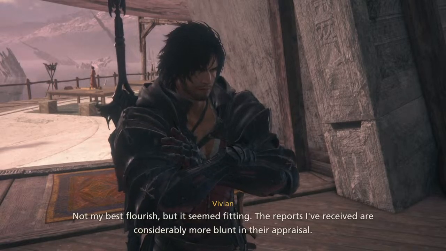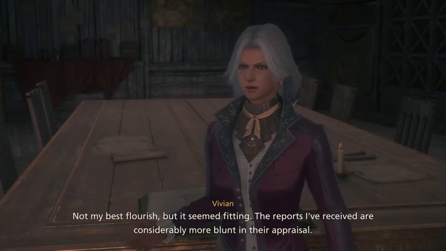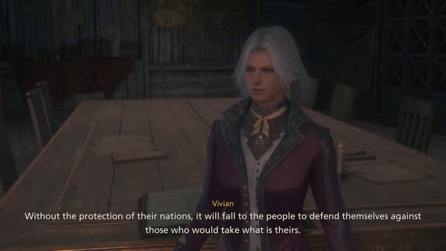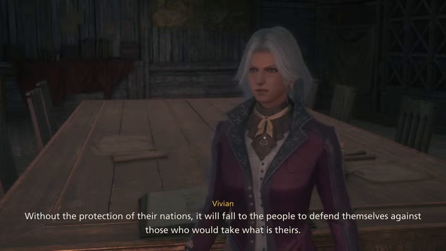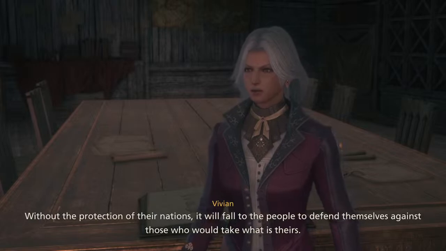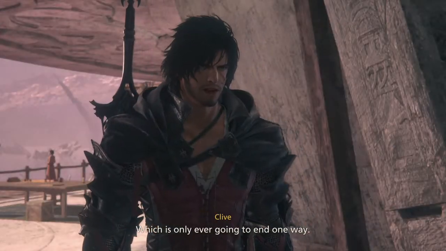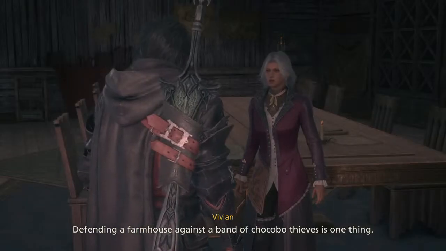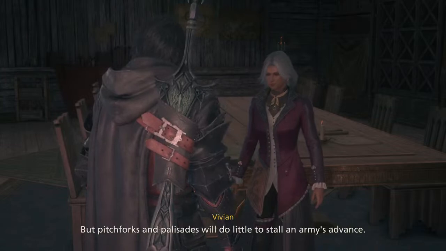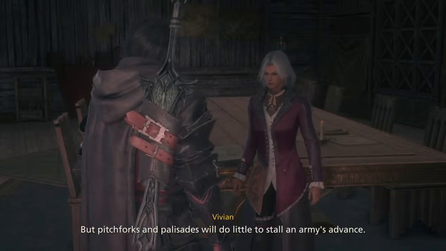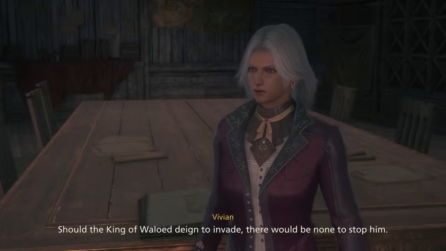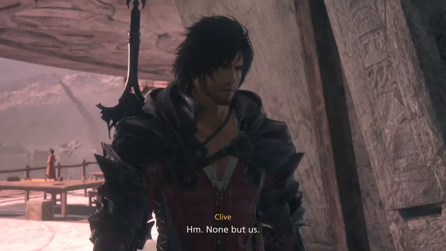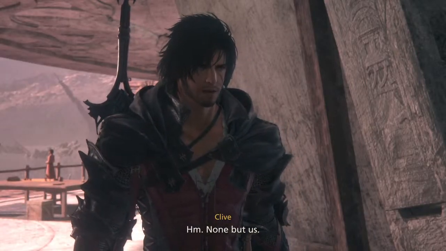I don't mean to be garish, but it seems fitting. The reports I've received are considerably reluctant to appraisal. Without the protection of their nations, it will fall to the people to defend themselves against those who would take what is theirs. It was only ever going to end that way. Defending the farmhouse against the band of chocobo beasts is one thing, but pitchforks and palisades will do little to draw the council advance. If the king of England deemed to invade, we should have nothing to stop him.